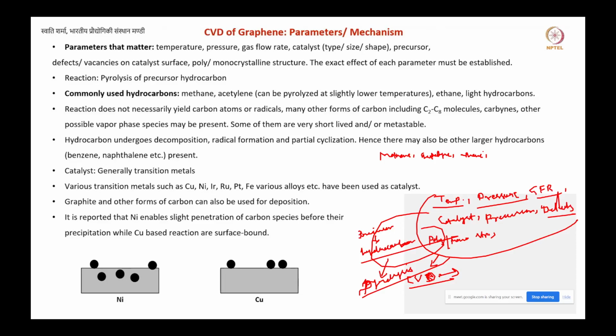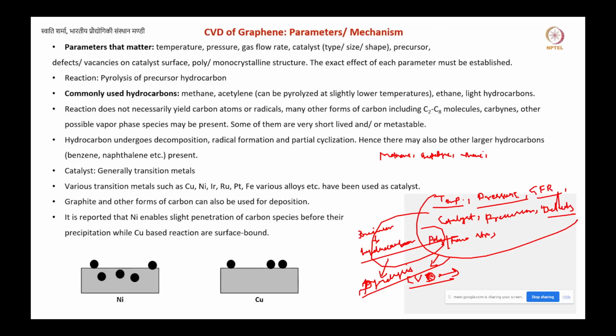Now when we use these hydrocarbons as a precursor, they will undergo decomposition. Then there will be the formation of radicals and partial crystallization will happen. After this, many larger hydrocarbons would also be present, such as benzene and naphthalene.